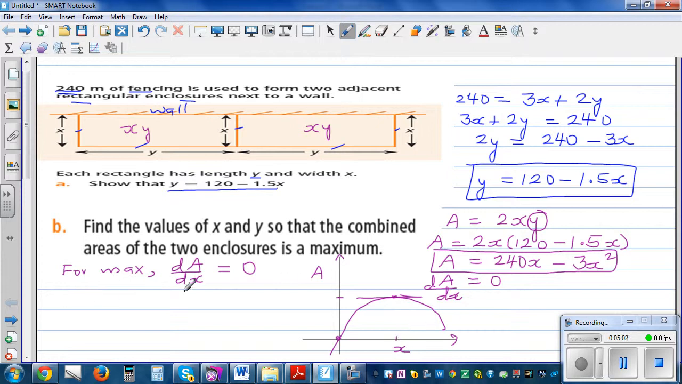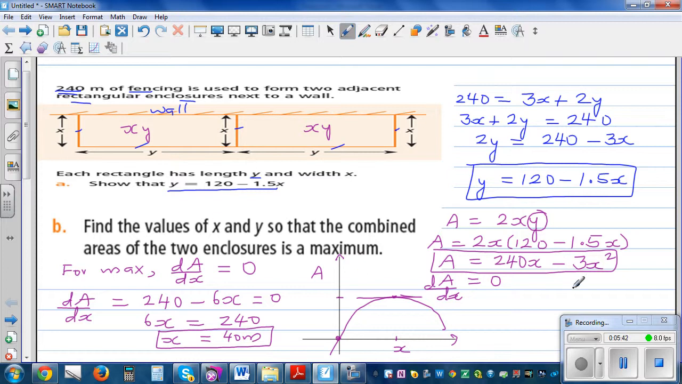That will give you the length. So we know what dA by dx is, so let me write it. We know A in terms of X, so we can differentiate this function. The differentiation of 240X is 240, take away the differentiation of 3X squared, which is 6X, and I'm going to set that equal to 0. So 6X is equal to 240. So X is equal to, dividing both sides by 6, 40 meters. So the width of the enclosure should be 40 meters.